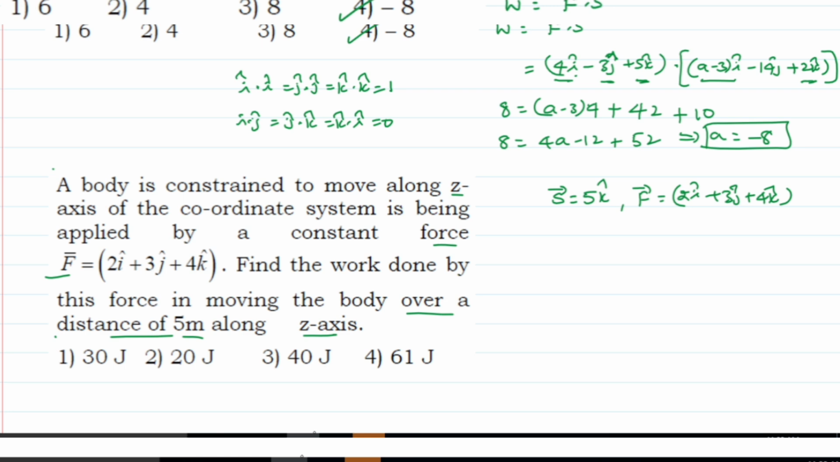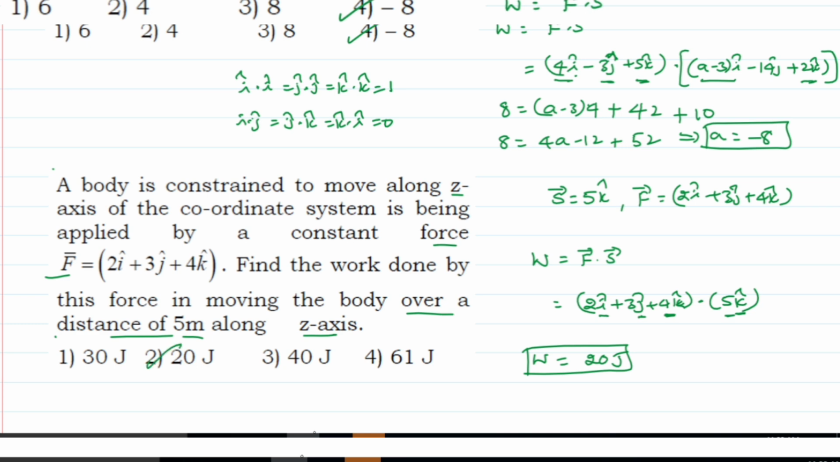So 5 meters distance it is moving along the z-axis. Now we just calculate the work done. W equals, you know the formula, F bar dot s bar, and the two vectors are given. Displacement is a vector quantity. So 2i plus 3j plus 4k cap dot 5k cap. Here i cap dot k cap is 0, j cap dot k cap is 0, but k cap dot k cap is 1. So 4 into 5 is 20. The work done is 20 joules.